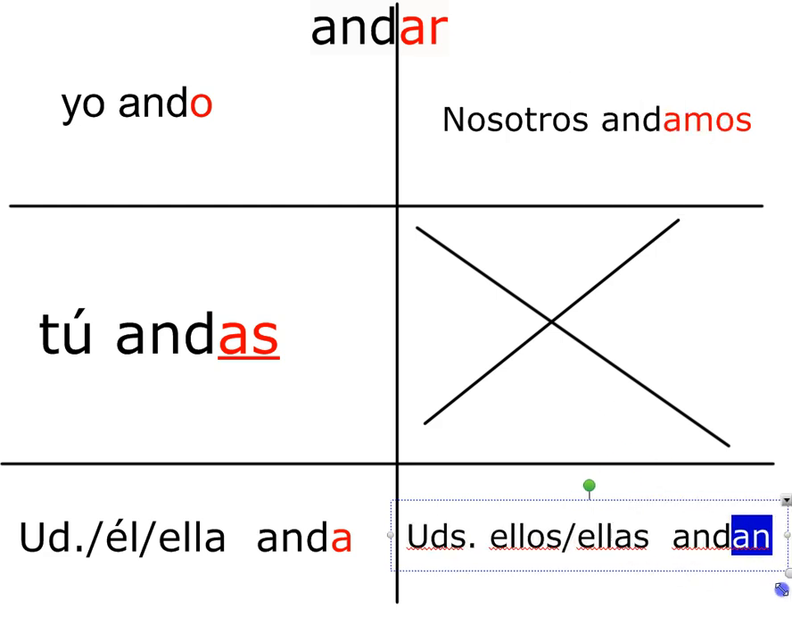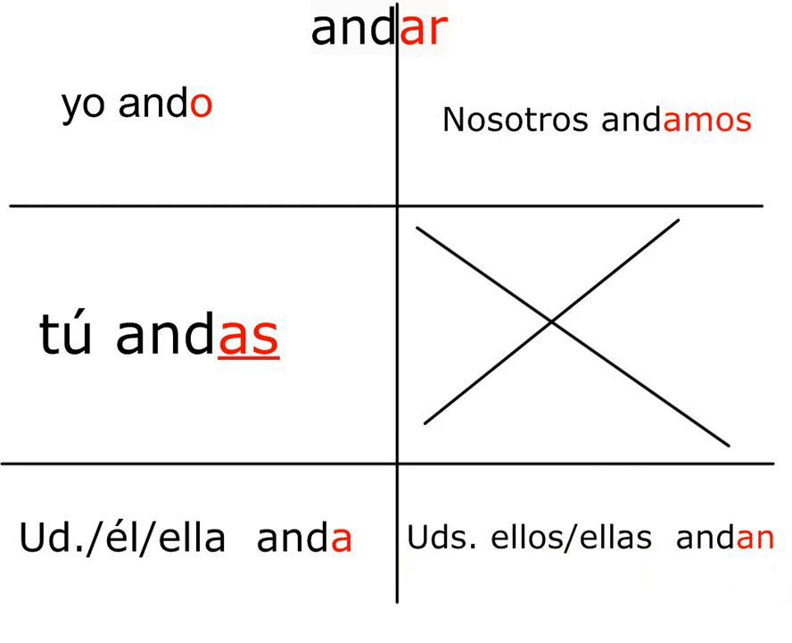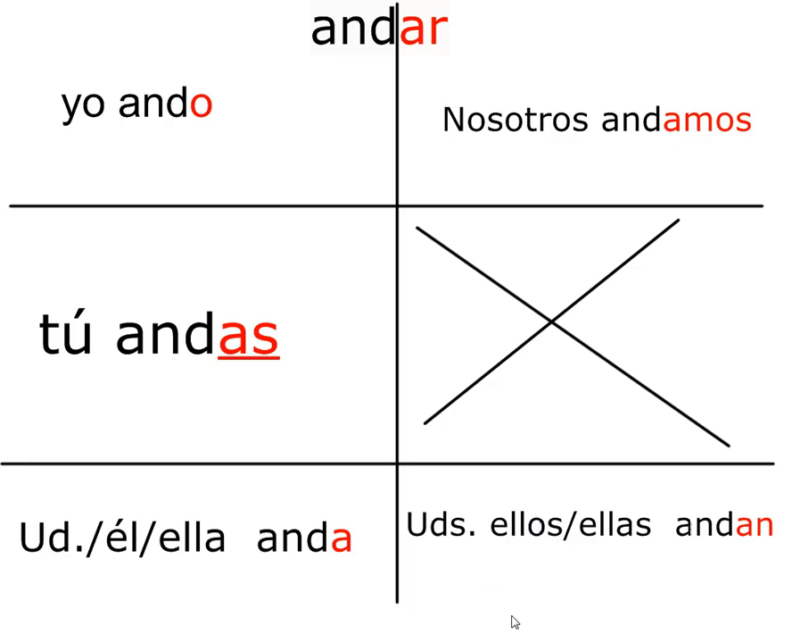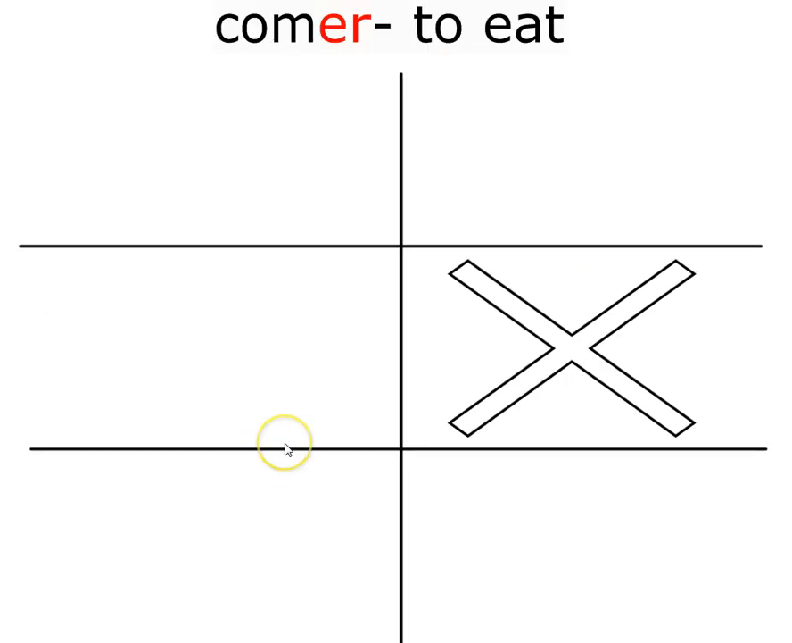Cool. Now that we have all those and we reviewed them, if you don't have those down somewhere or you forgot them already, you want to get them down, because again, you will be tested on this in this unit. So anyway, let's look at this pattern. It's O, AS, A, AMOS, and AN. And remember this when we get to these ER verbs. We're going to follow a similar pattern here.